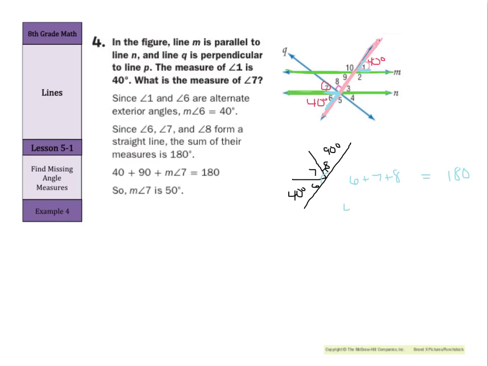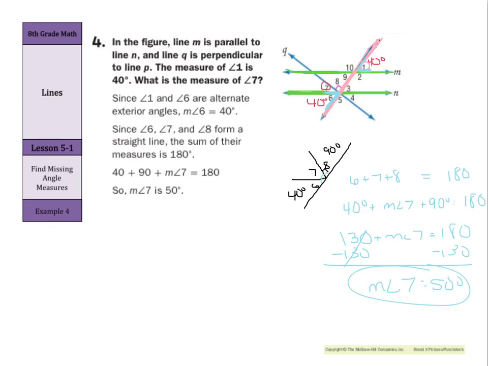Well, you know 6 is 40 degrees. You don't know what the measure of angle 7 is, but you know the measure of angle 8 is 90 degrees. So what they did is said, okay, well, 40 plus 90 is 130, plus whatever angle 7 is, needs to equal 180. Well, 130 plus what is 180? Well, if you subtract 130 from both sides, you get the measure of angle 7 is 50 degrees. And that's how they find that.